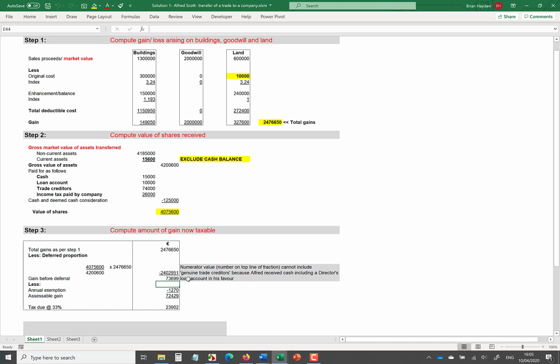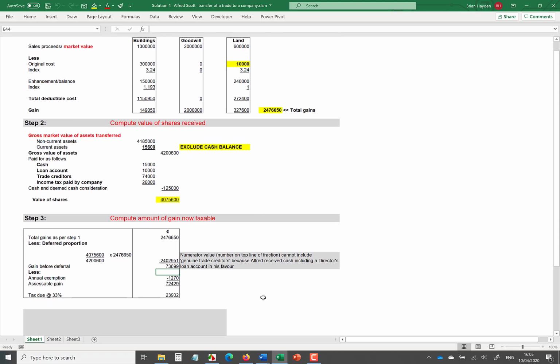So the gain before the deferral is 73,000 odd. He has an exemption of 1270, and his tax bill at 33% is about 24,000.